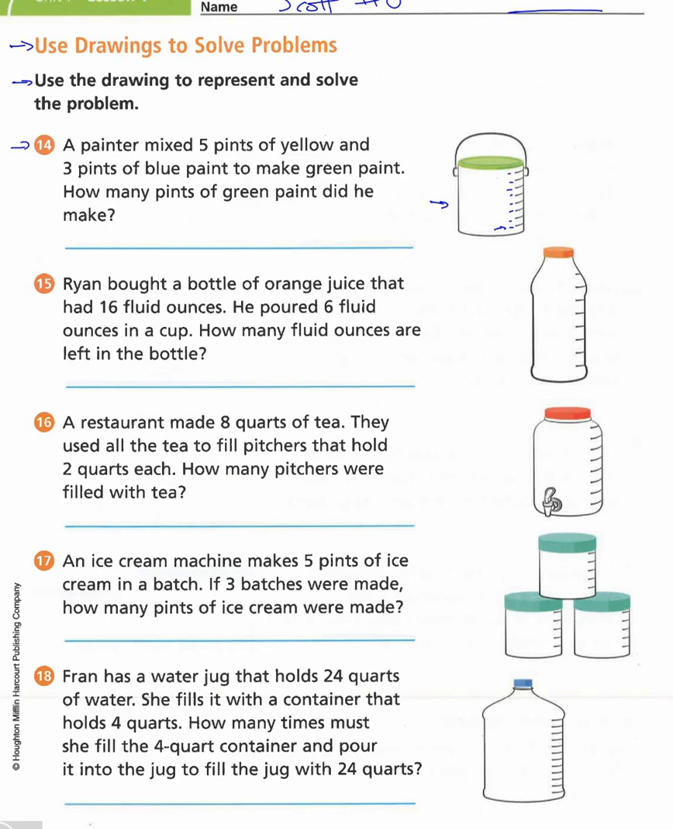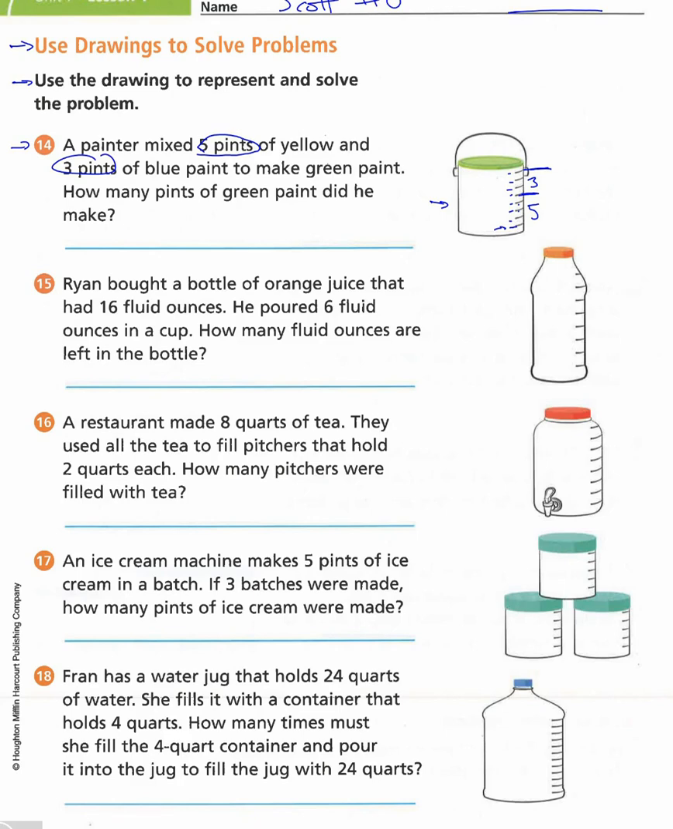We could see that if you start off with 5 pints, so 1, 2, 3, 4, 5, right up to there. And then you can see that above it is 3, right? So this is the 5 pints, and this is the 3, right? How many pints of green paint did he make?